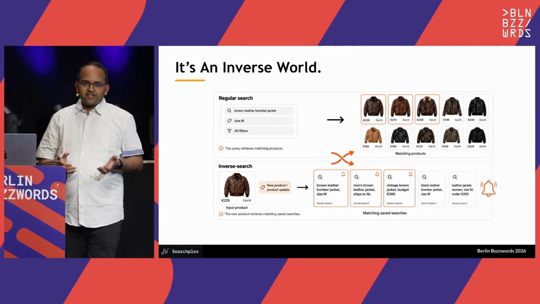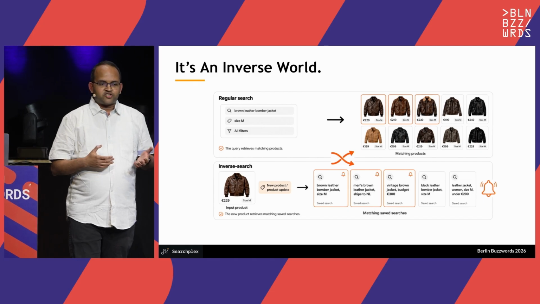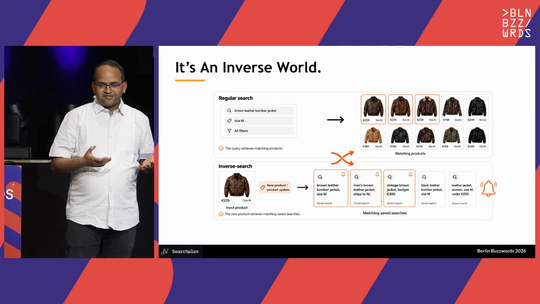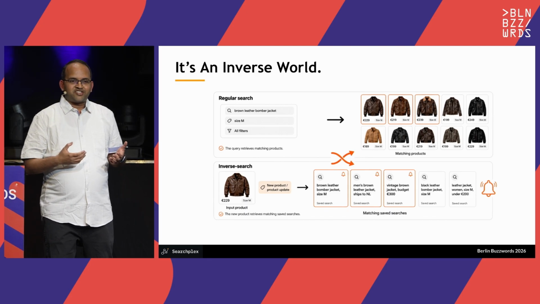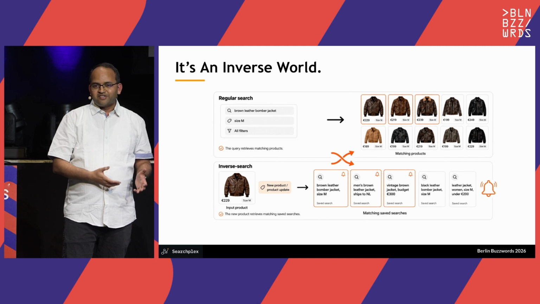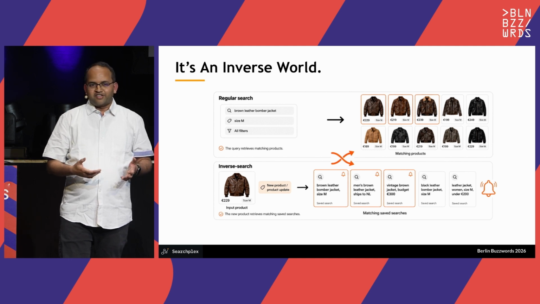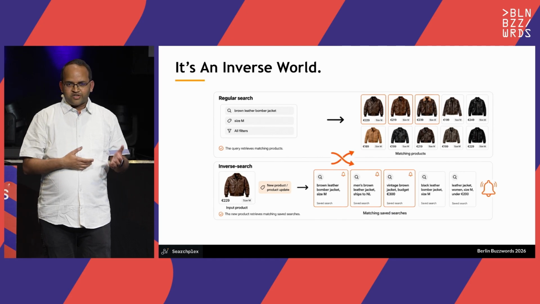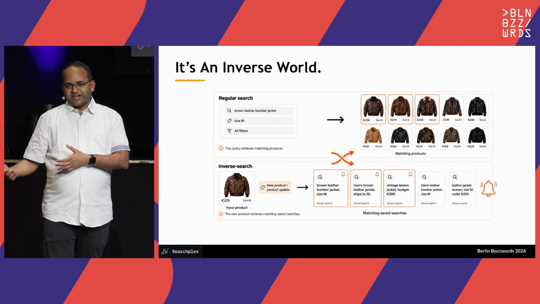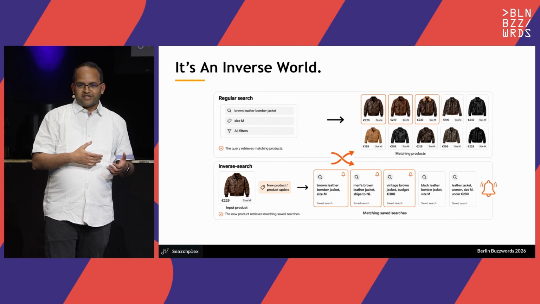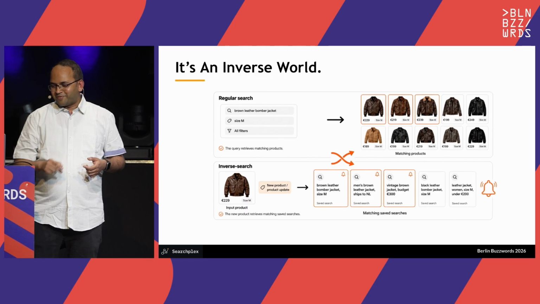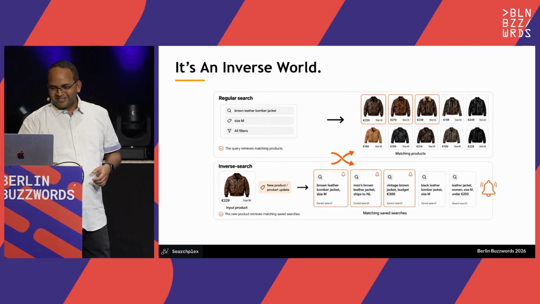So technically speaking, alerts are an inverse search system, and it's an inverse world because for us, search is always like a user query comes in, and then it is matched against the corpus of documents or catalog. But in inverse search, or alerts, it's the other way around. You are storing the user queries as the corpus, and the new products entering the system are the queries. So take a moment to keep that flip in mind, because that's what the whole talk is going to be about.